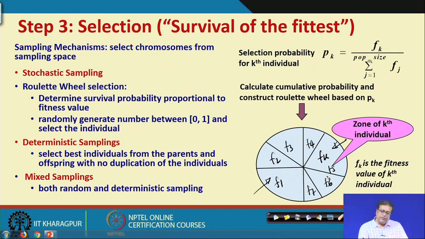Suppose this particular chromosome comes up, so we select it. Supposing next time f 1 comes, then the first chromosome will be selected. So, basically, selecting for what? Selecting for recombination. What are the recombinations? The crossover and the mutation. So, there are crossover and there are mutations. These are different kinds of examples.